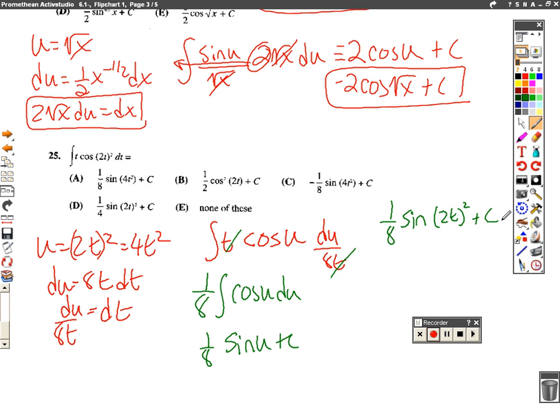So let's see if we got that as an answer. Oh, they actually squared out the 2 and the t just like we had it before. So 1/8 the sine of 4t squared plus c, which is going to be right there. Option A.